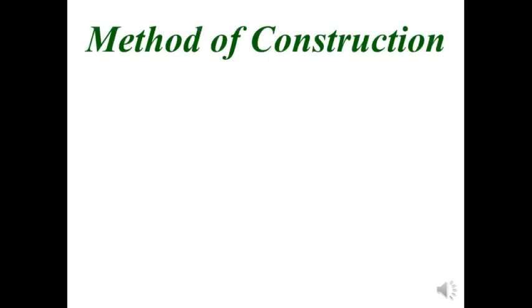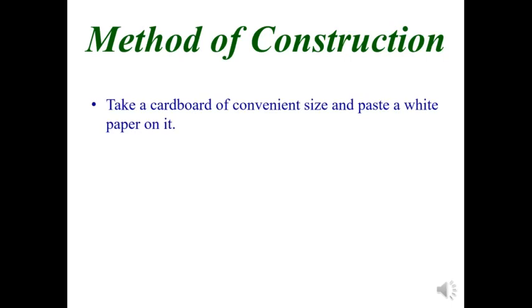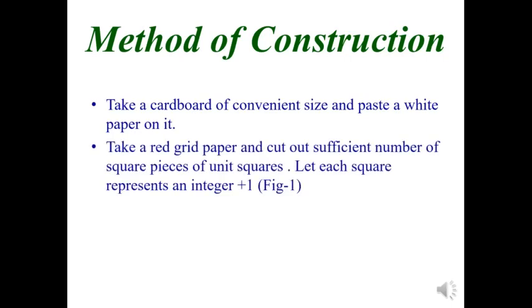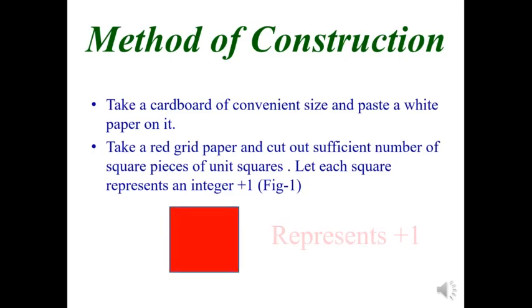Then the method of construction. First, you take a cardboard of convenient size and paste a white paper on it. Then take a red grid paper and cut out a sufficient number of square pieces of unit squares. Let each square represent the integer plus 1. So refer to figure 1. A red square represents plus 1. You have to make a number of red squares for this activity.